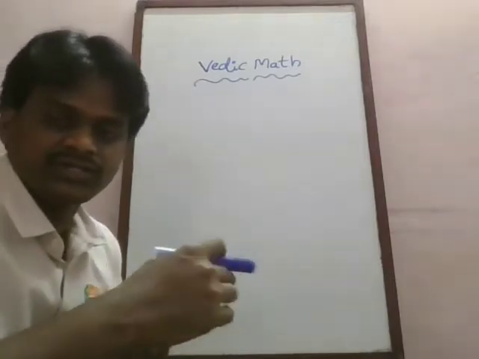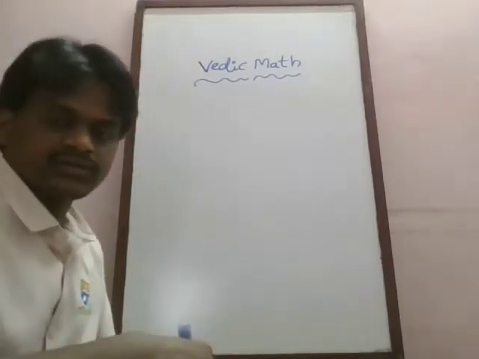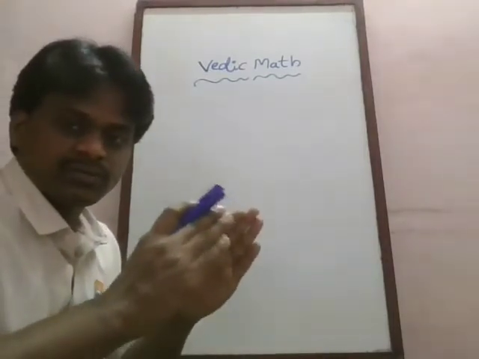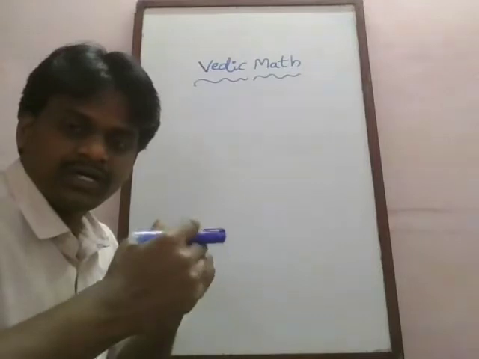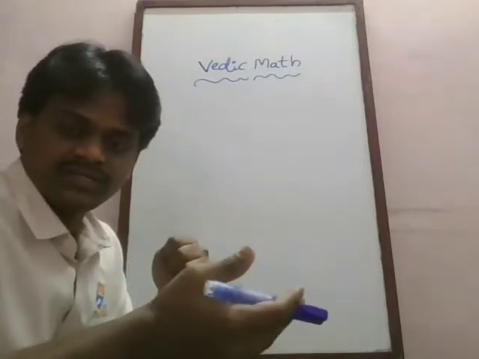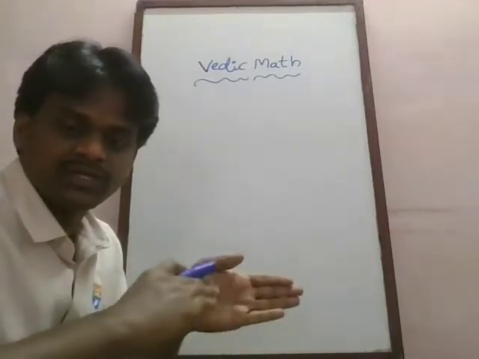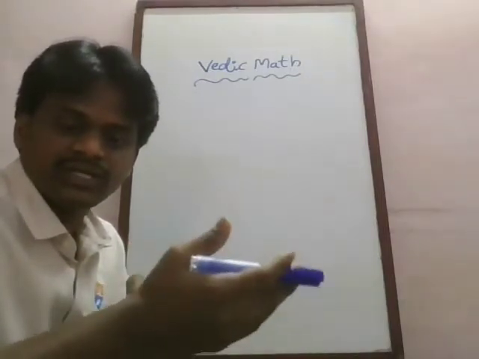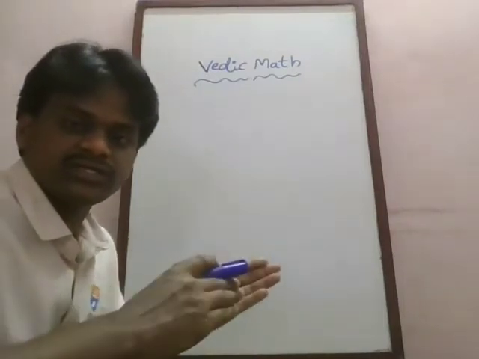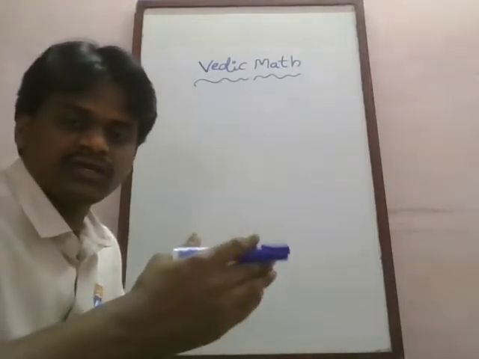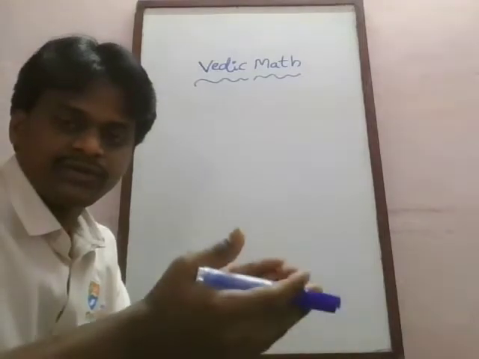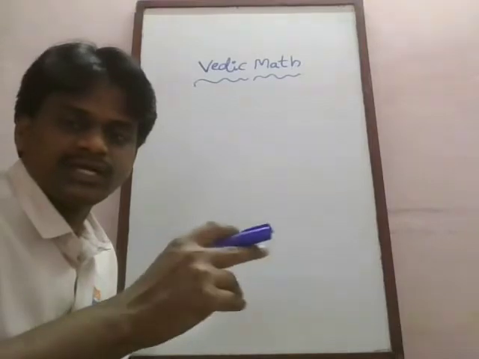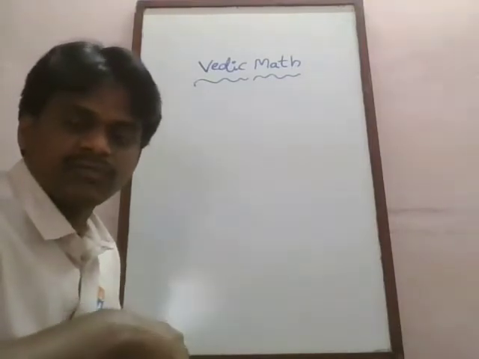Next one is reversible. Vedic math has a reversible process. That means if we know multiplications, we can learn divisions very easily, and if we know divisions, we can learn multiplications very easily. If we know squares, we can learn square roots very easily, and if we know square roots, we can learn squares very easily. If we know cubes, we can learn cube roots very easily, and if we know cube roots, we can learn cubes very easily. Totally, it's a reversible process.